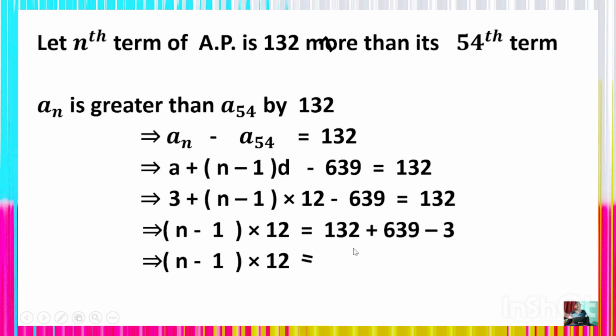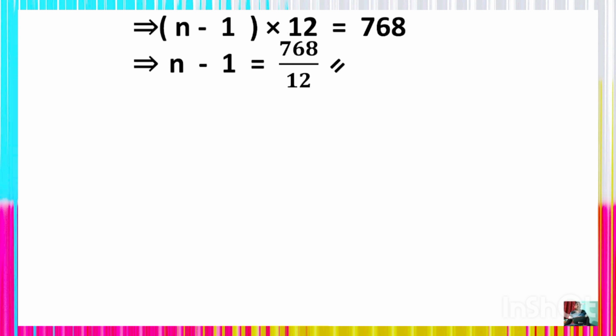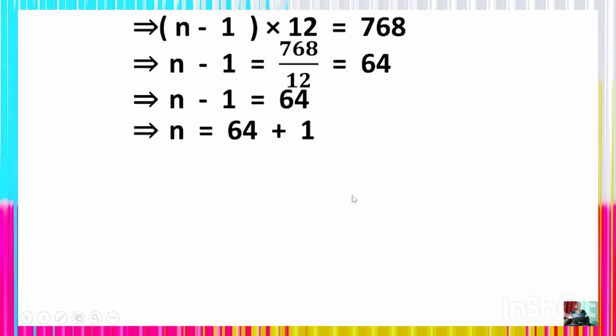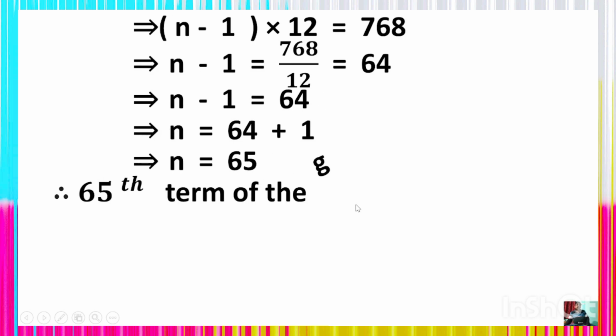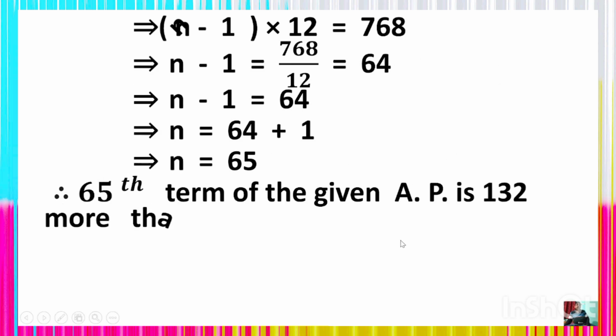Thus we get (n minus 1) into 12 is equal to 768. Understand? So n minus 1 is equal to 768 divided by 12, which is 64. After simplification, n minus 1 is equal to 64. Thus n is equal to 64 plus 1, which is 65. Hence we get that the 65th term of the given AP is 132 more than its 54th term.